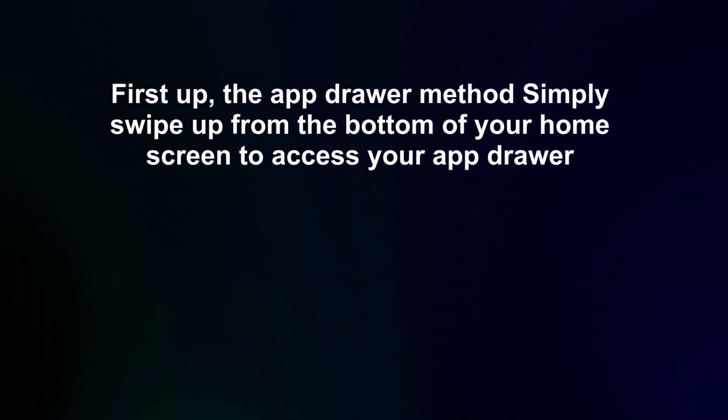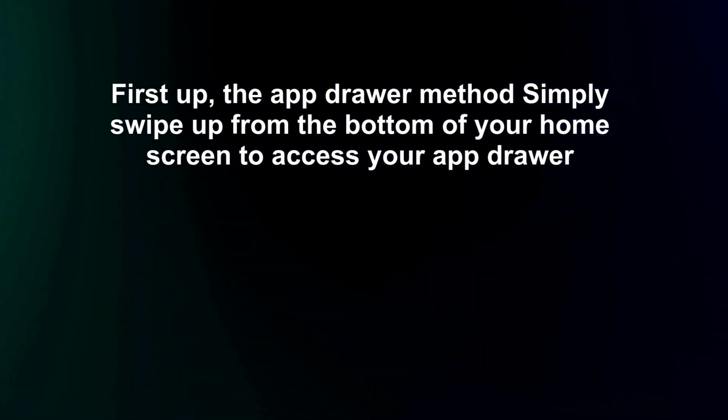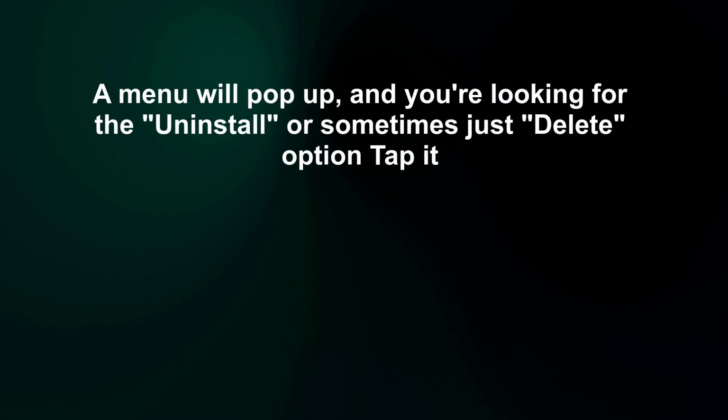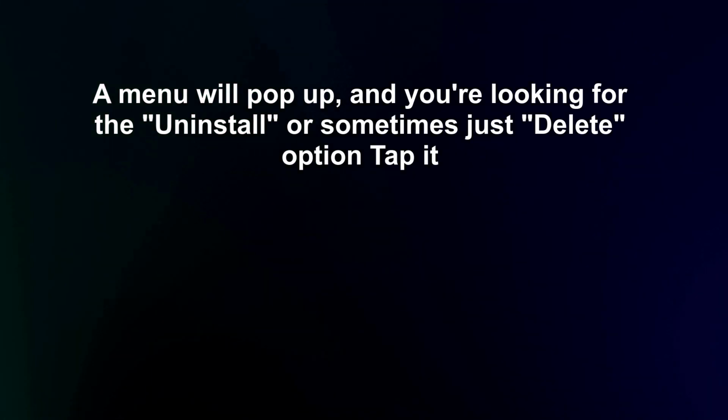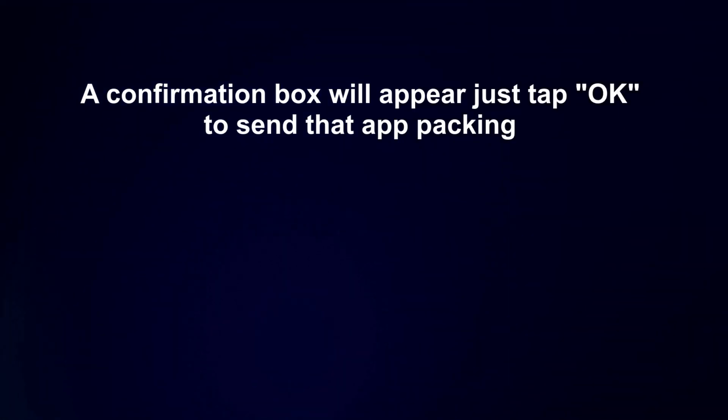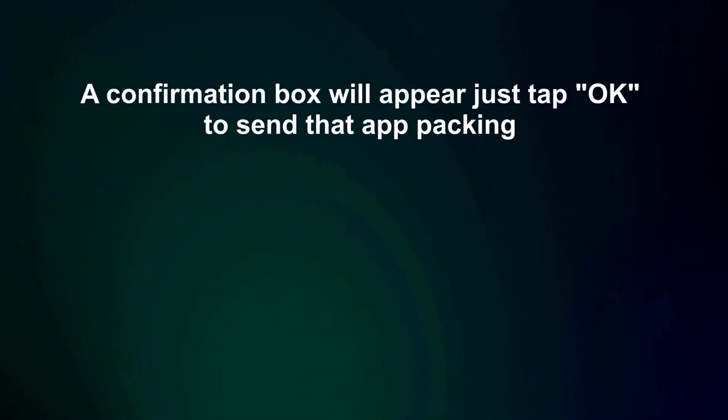Simply swipe up from the bottom of your home screen to access your app drawer. Now, find the app you want to banish and long press on its icon. A menu will pop up, and you're looking for the uninstall or sometimes just delete option. Tap it. A confirmation box will appear. Just tap OK to send that app packing.